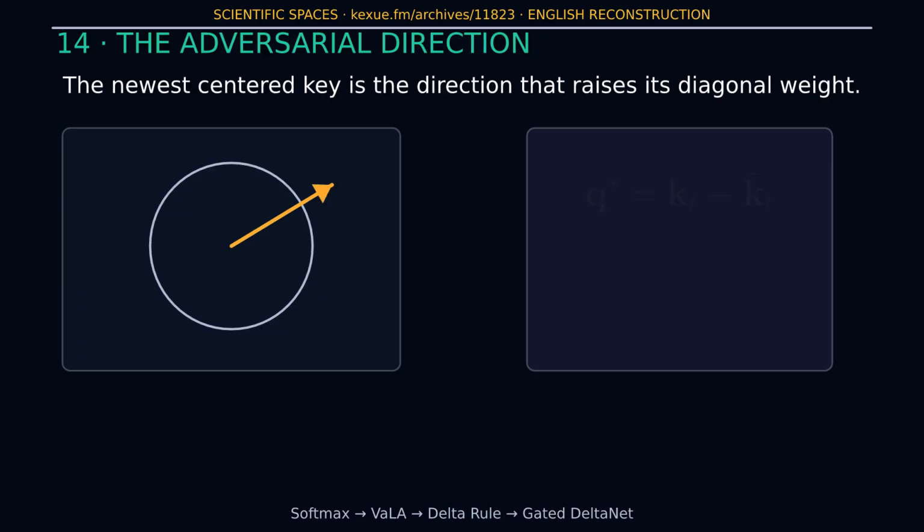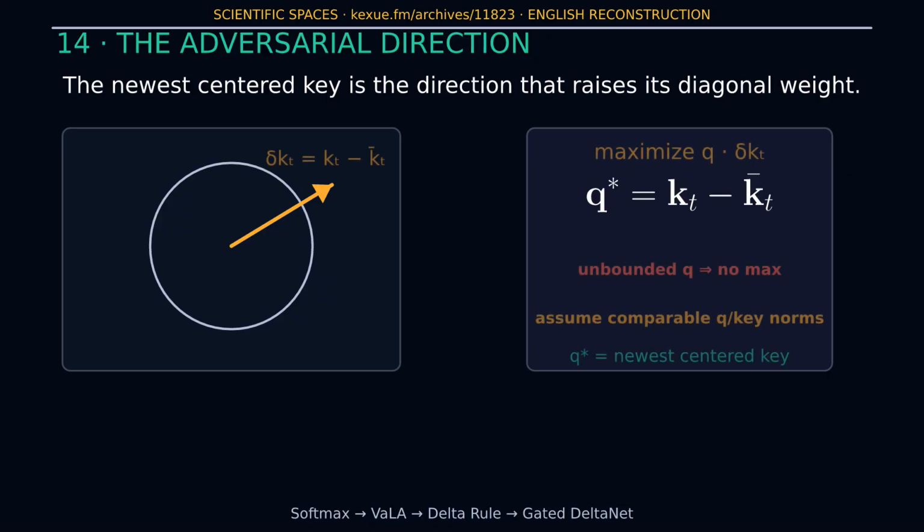Without a norm constraint, the dot product can grow without bound, so there is no finite maximizer. The article makes the minimal practical assumption that query and key norms are comparable and chooses q star equal to k_t minus the mean key. This choice makes the residual exact along the direction that most favors the newest token, while leaving future queries free to be served by the shared state.